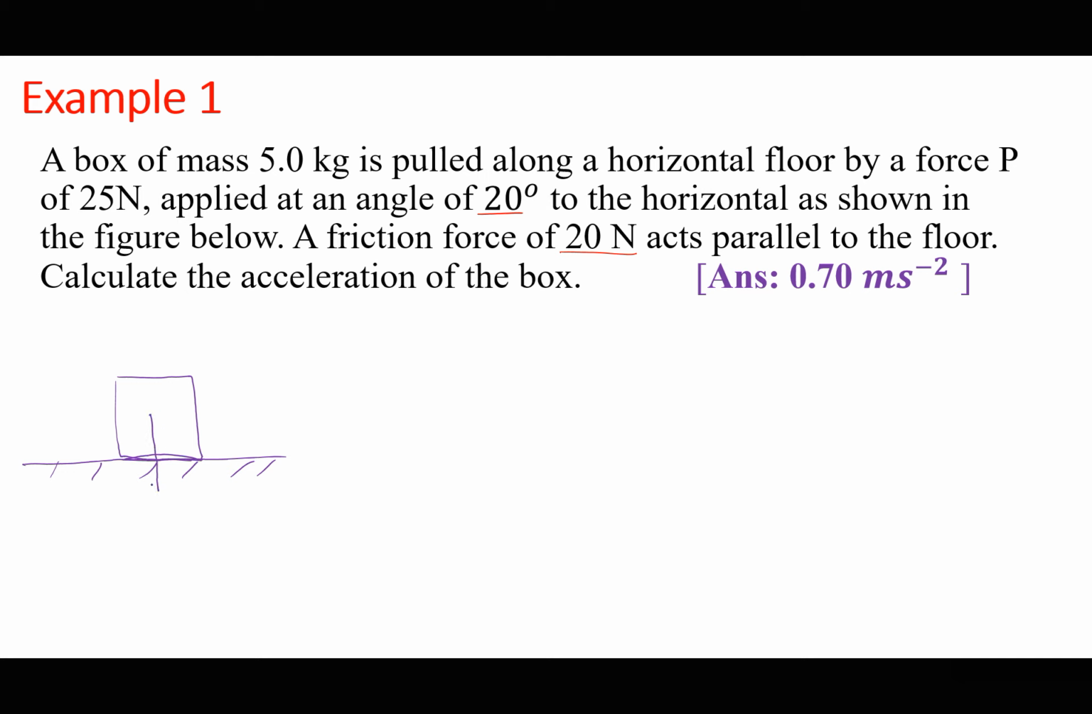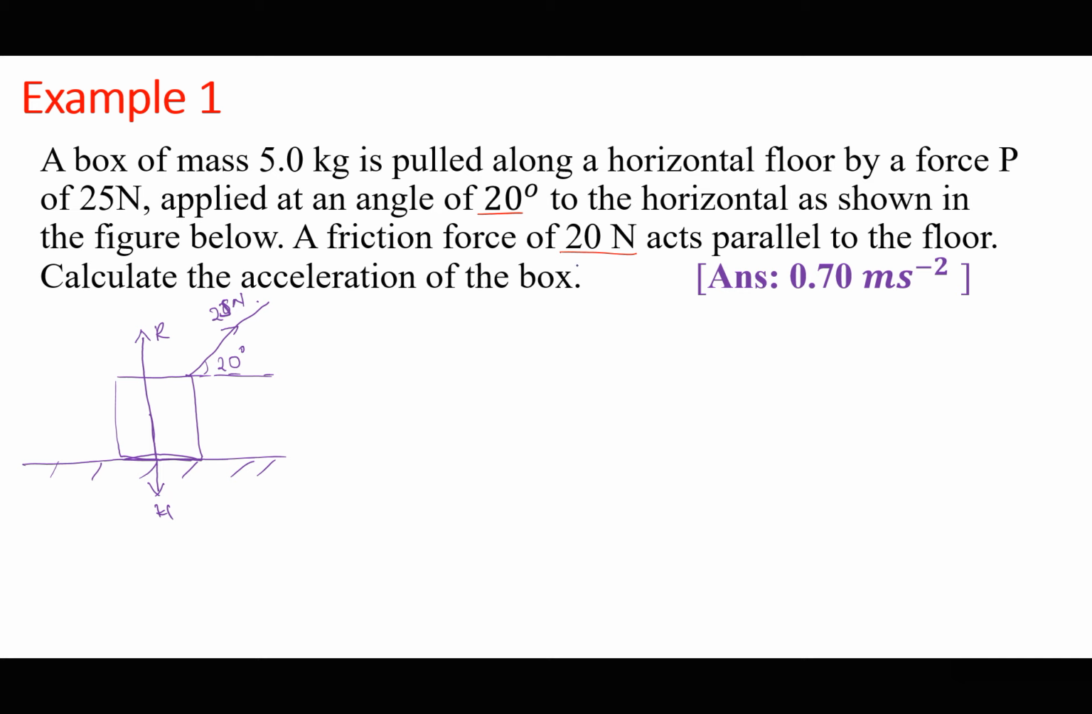The weight of the box acts vertically downwards. Then the normal reaction from the surface is acting vertically upwards. Then it is pulled along a horizontal floor by a force P of 25 newtons applied at an angle of 20 degrees to the horizontal. So let's say the force is applied here, and this force is 25 newtons, and it is applied at an angle of 20 degrees to the horizontal line.